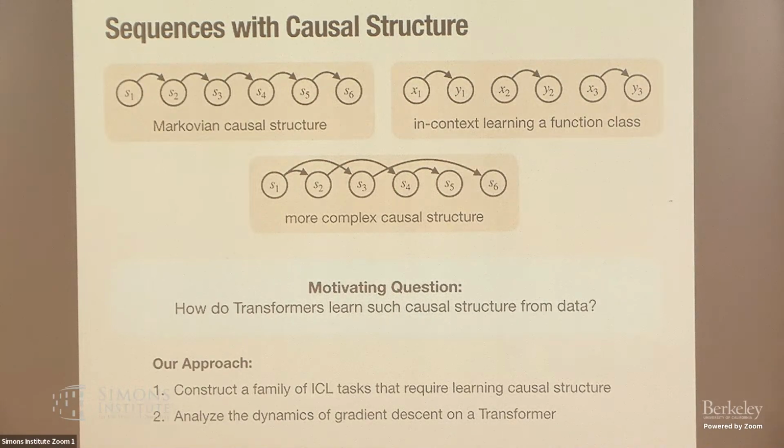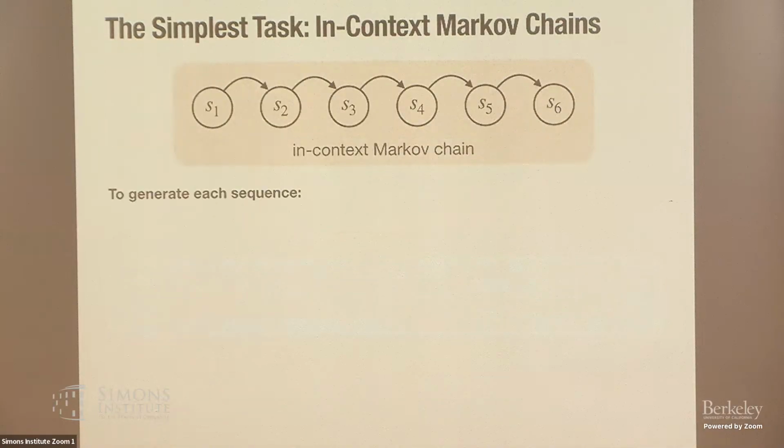Okay, so first we need a data generating mechanism that requires learning this causal structure. And second, we're going to look at gradient descent dynamics on the pre-training loss. The simplest case is to look at just Markov chains. We sample a transition kernel from a prior. The choice is not super important. Let's say every row is Dirichlet.